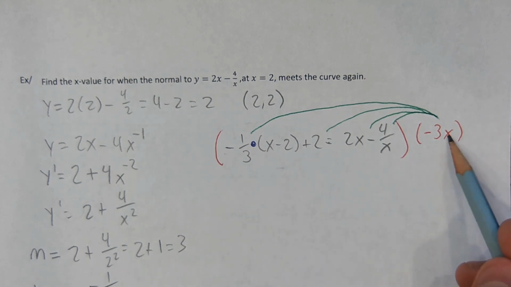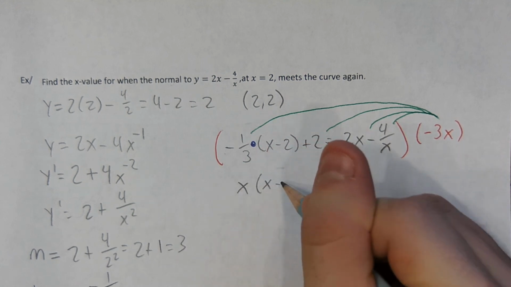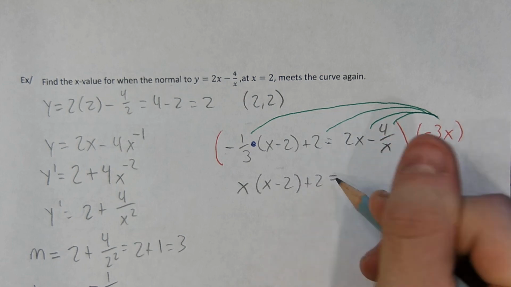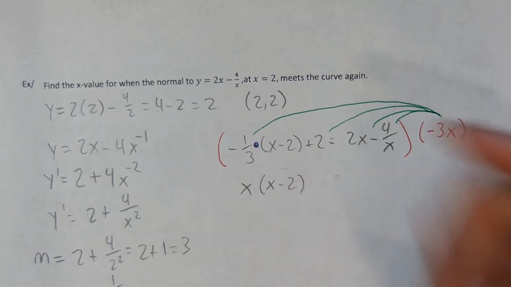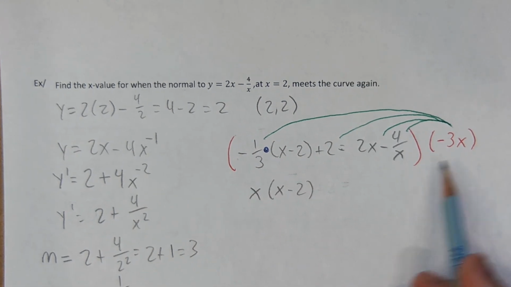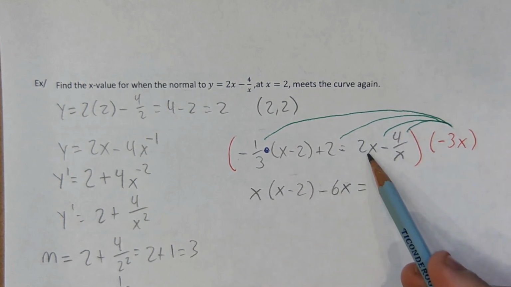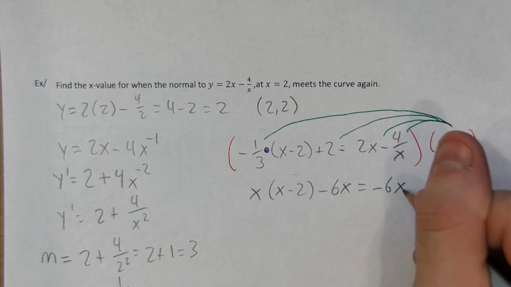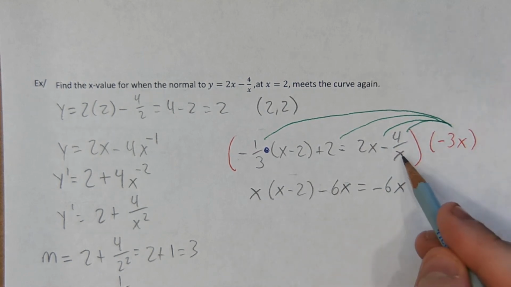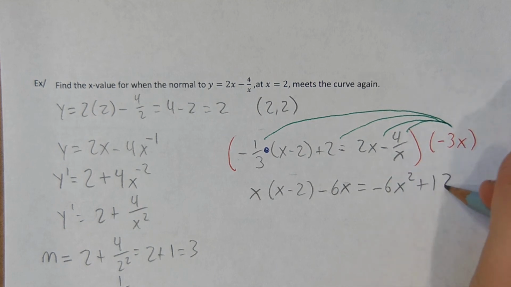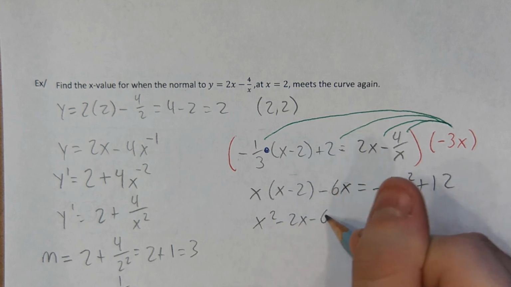Alrighty, so negative 3x times negative 1/3 is just going to leave me x. And when I multiply negative 3x times this positive 2, I'm going to get negative 6x. Negative 3x times 2x is going to give me negative 6x squared. And when I multiply these two negatives, they become a positive. The x and over x cancel. 3 times 4 is 12. Distributing the x gets me here.